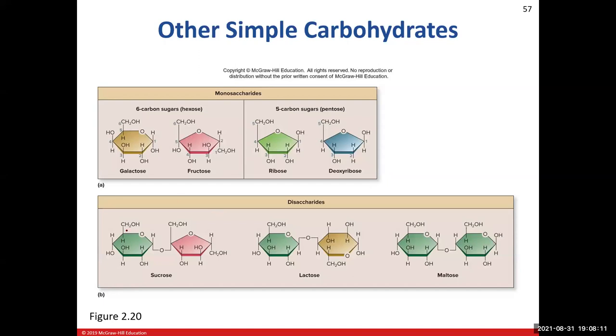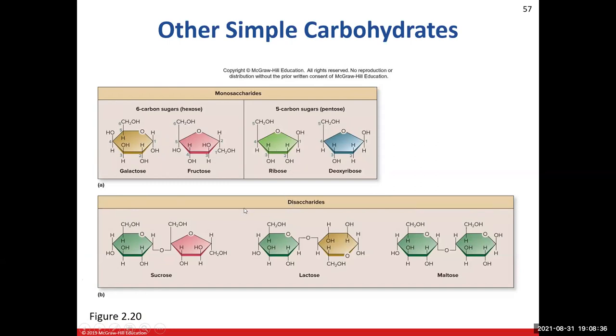All right, so here I'm just showing you a quick picture of those monosaccharides and those disaccharides. Again, here are the isomers to glucose. Here's galactose. You can see it's got a nice 6-carbon ring here. Fructose has 6 carbons, but this 1 carbon is kind of outside the ring here. And then ribose and deoxyribose, we'll talk about the pentose sugars later on.